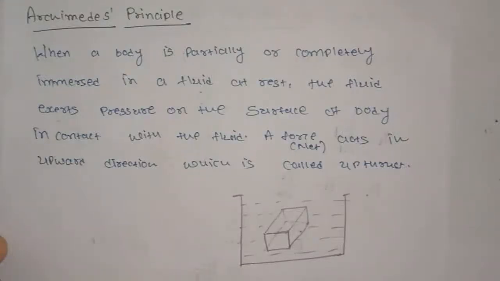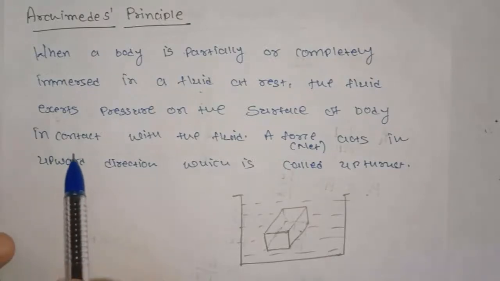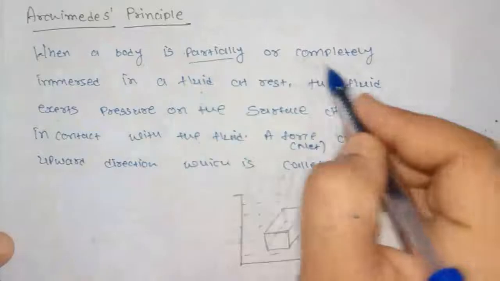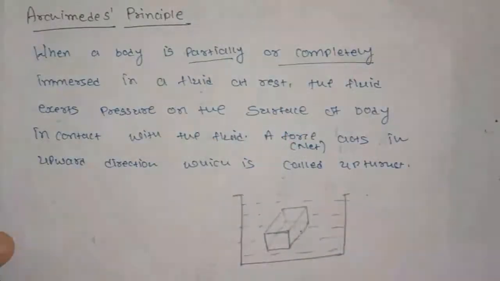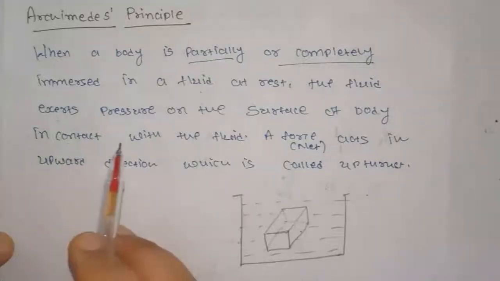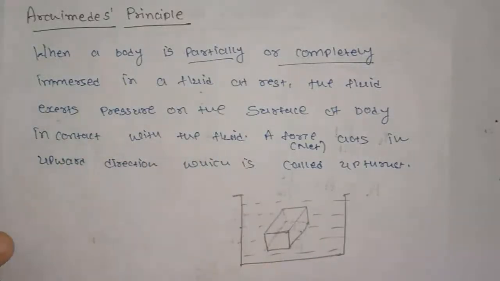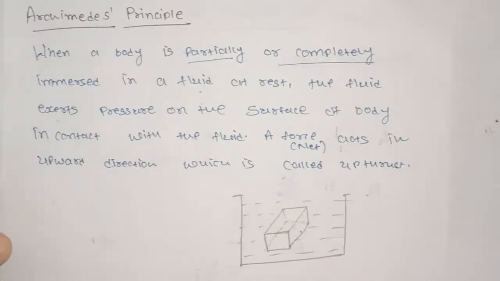Now, let us see the Archimedes principle. It states that whenever a body is partially or completely immersed in a fluid at rest, the fluid will exert pressure on the surface of the body. A net force acts in the upward direction, which is called upthrust.